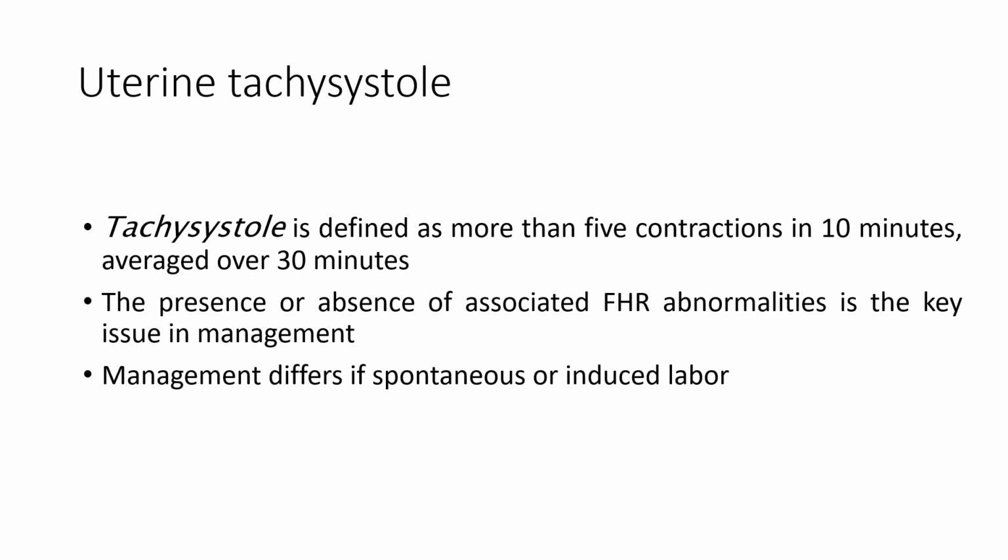Tachysystole or uterine tachysystole is defined as more than 5 contractions in 10 minutes, averaged over 30 minutes. The presence or absence of associated fetal heart rate abnormalities is a key issue in management. If there are no fetal heart rate abnormalities, usually we don't do anything. If there are, then we should intervene. Intervention is usually by stopping or trying to reverse the medication that caused the tachysystole.